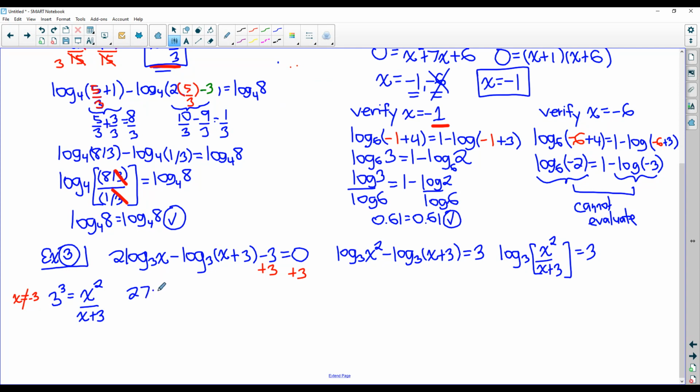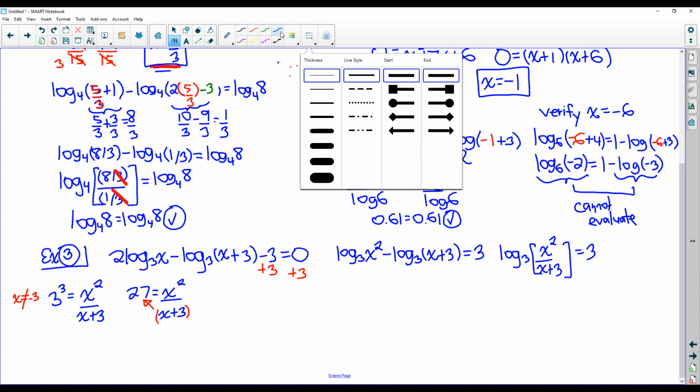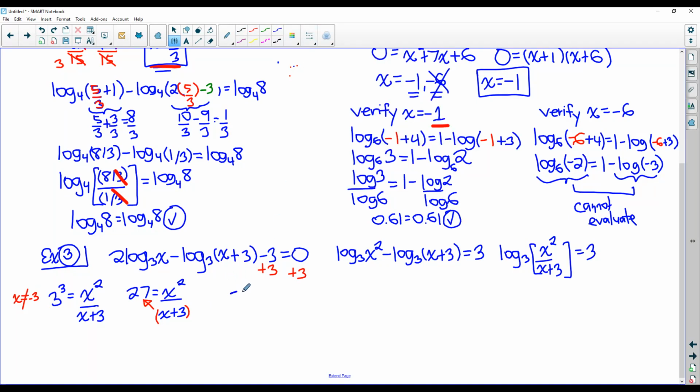Okay, 3 cubed is 27. So we have 27 is equal to x squared over x plus 3. And then what I'm going to do is take this and move it up here, cross multiply. So this would be 27 times x plus 3 is equal to x squared. Okay, let's multiply this out. So it would be 27x plus 81 is equal to x squared.